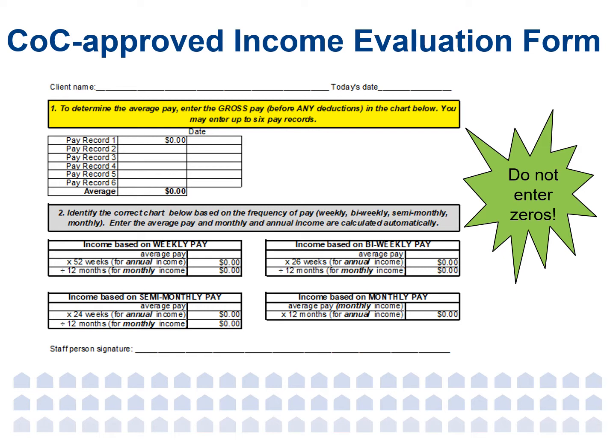You enter the resulting average amount in the chart that corresponds to the frequency of pay periods to get the participant's monthly income. If the participant has pay records for 2 or more income sources at the same time, you need to complete separate forms for each income source and add the monthly incomes together. There is no need to complete this form if the participant's only income is a recurring benefit for which you have documentation of the monthly amount, or if the participant has no income.